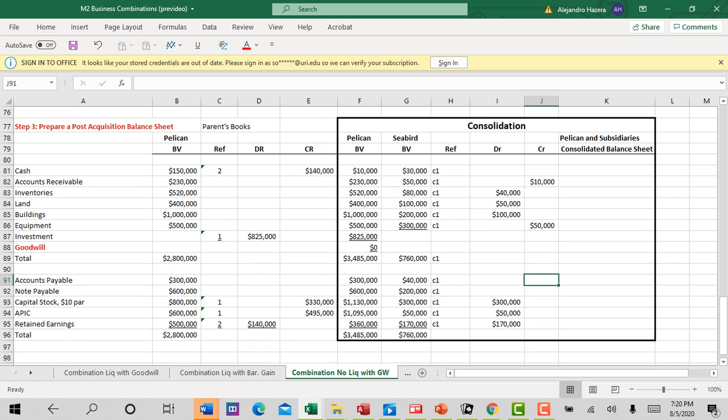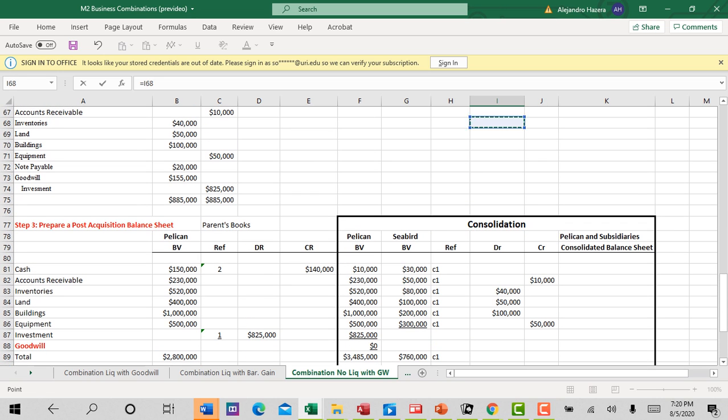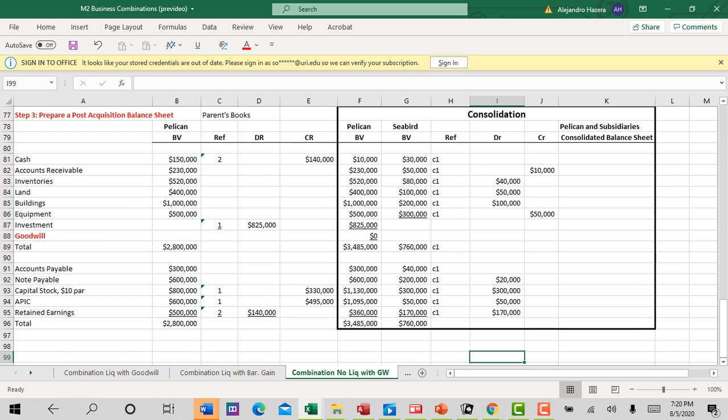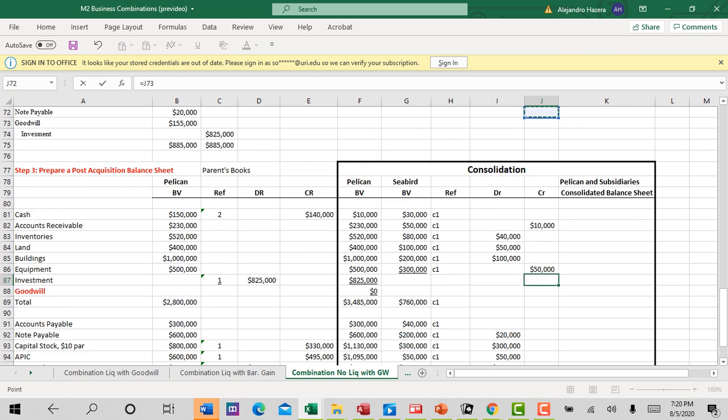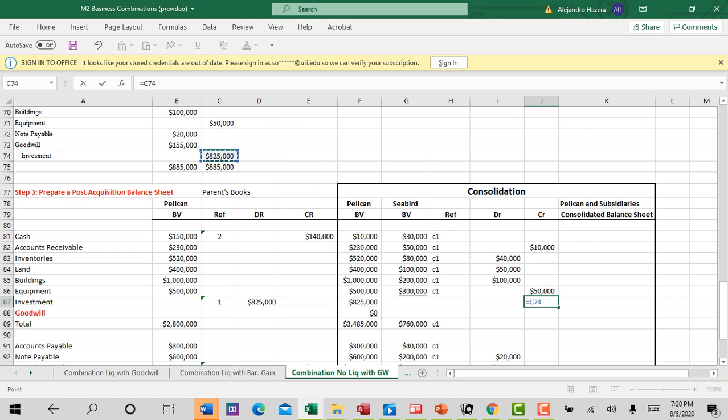Okay, then to accounts payable. We don't have any to accounts payable, but I think we have a debit to notes payable for 20,000. And then 2 important credits. One important credit is to the investment account. The investment account is credited for 825. What you're doing is throwing your investment away and replacing it with the actual financial statements in total.